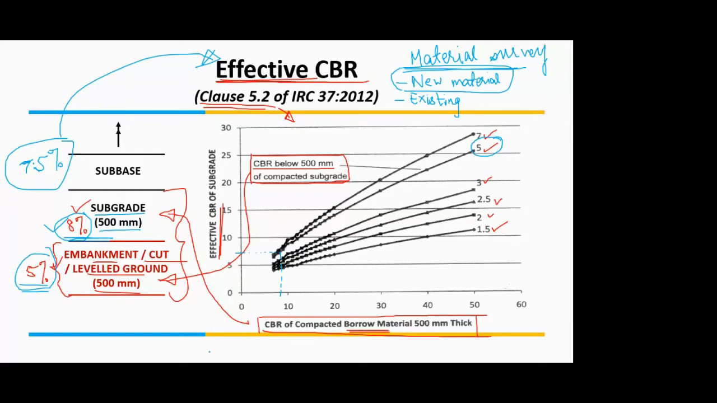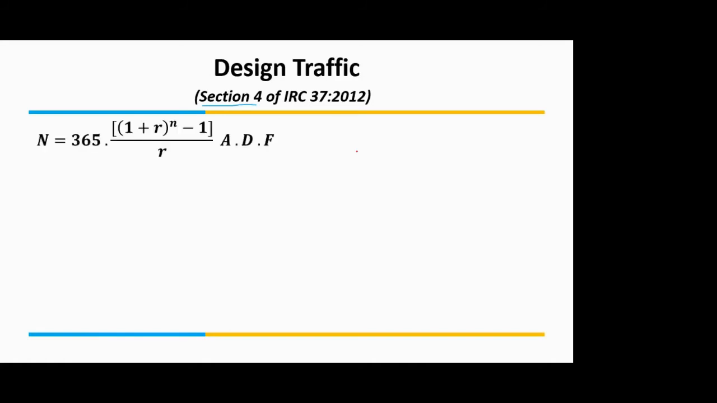All right. So this is with the effective CBR. Now the next input that you have in pavement design is the design traffic. Again, for this you have to refer to section 4 of your IRC 37 2012. Now for design traffic, there is just one formula, or I can say 1.5. You'll come to know why I'm saying 1.5. So this is the main formula for finding out your design traffic.